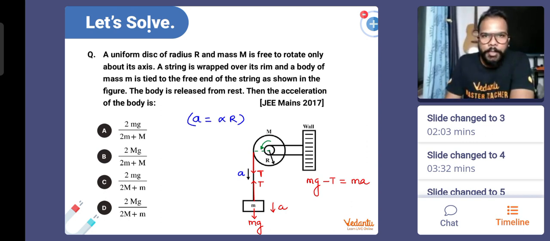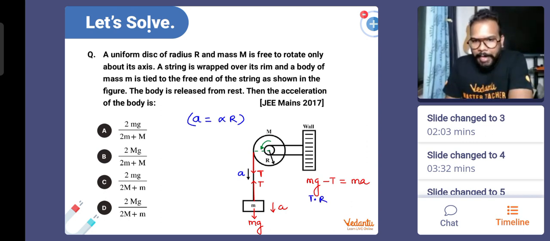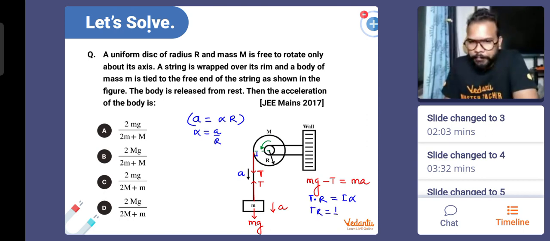And for the pulley, I will say that tension acting at a distance r is creating the torque. T acting at a distance r is the torque, which will be equal to I alpha, and alpha we will write as a by r. Do all of you understand the two equations so far? The first one is F equal to ma, the second one is tau equal to I alpha. The moment of inertia of the disk is half Mr square, and alpha I'm writing as a by r.